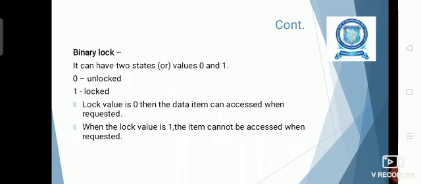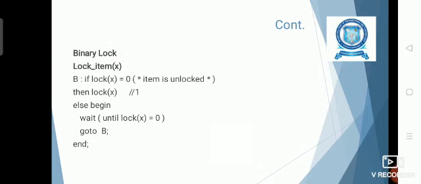Binary lock has two states or two values, 0 and 1. 0 denotes the unlocked state. 1 means the locked state. So if the lock state of a data item is 0, the data item is free, that is, no transactions are currently using it. If it is 1, it is in the locked state, that is, some transaction has put a lock on the data item. When the lock value is 0, the data item can be accessed when requested. When the lock value is 1, the item cannot be accessed when requested.